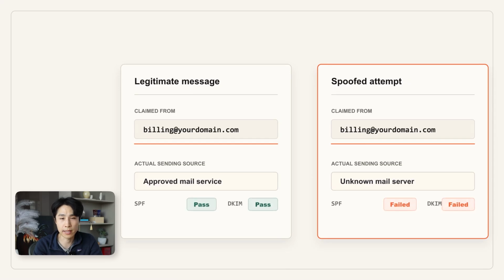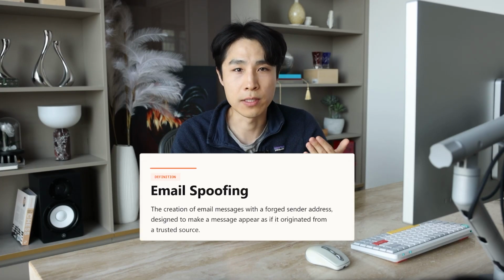So what does that actually mean? Right now, someone could send an email to your customers, your suppliers, your staff, and it would look exactly like it came from you, the same domain, company name, and there's nothing in the original design of email that stops them from doing that. And that's called email spoofing. And it's behind a huge chunk of phishing attacks.